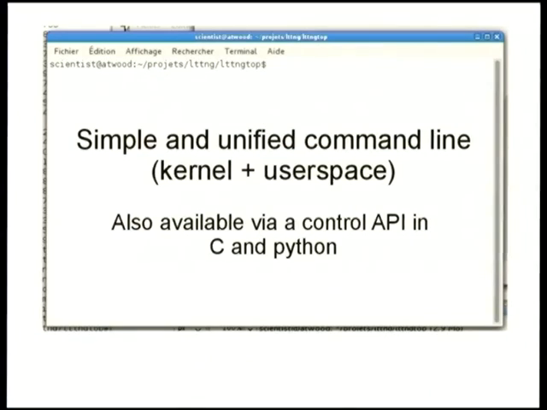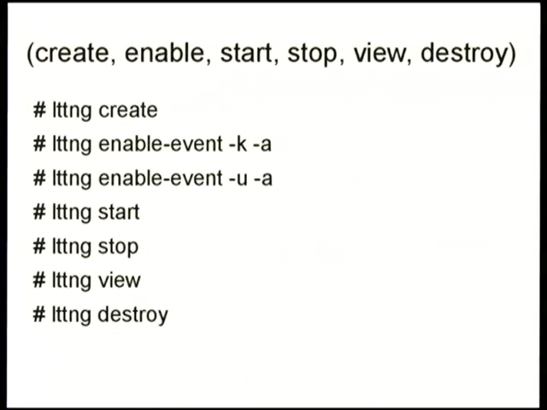We also have bindings in C and Python, so if you want to build a control application or a special surveillance application, you can control the tracing directly. This is the standard command you'll use to do some tracing: create a session, enable some events, start, stop, you can view the trace and you can clean it up after that.